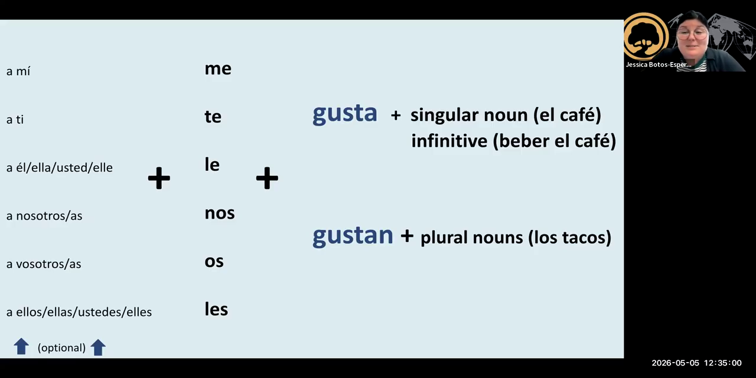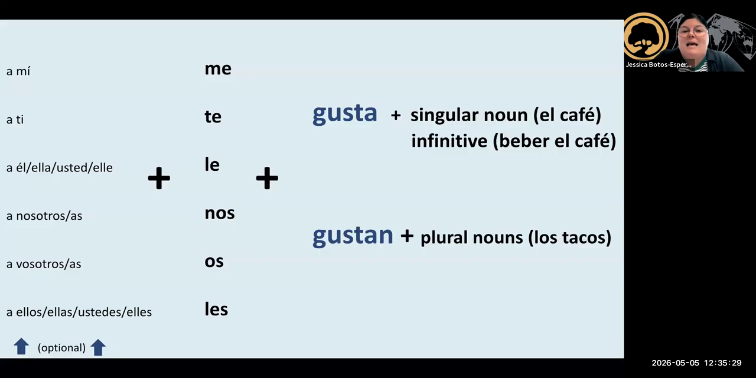All right, here's the most important part. Look at the right side. You'll notice that we don't change the verb based on the person like we do in English. Instead, we're going to choose gusta when we have a singular thing or an infinitive verb following the verb gustar. And we're going to choose gustan when we have a plural thing or things following the verb gustar.